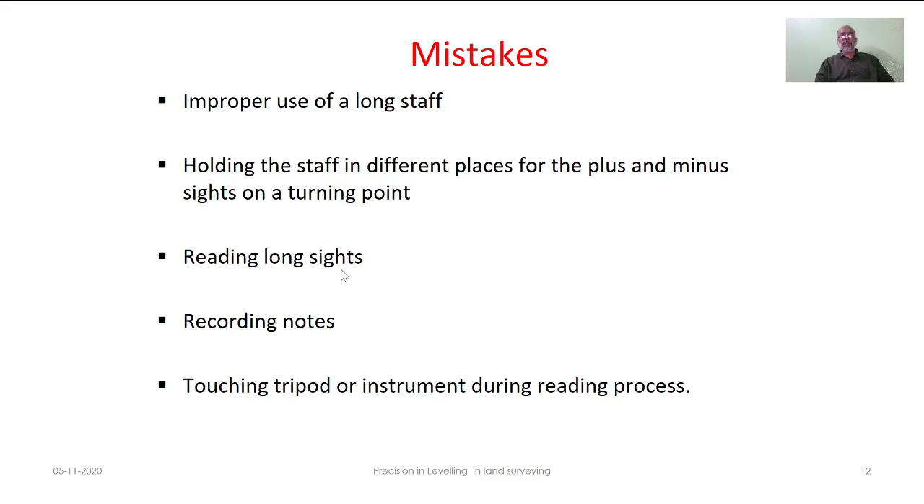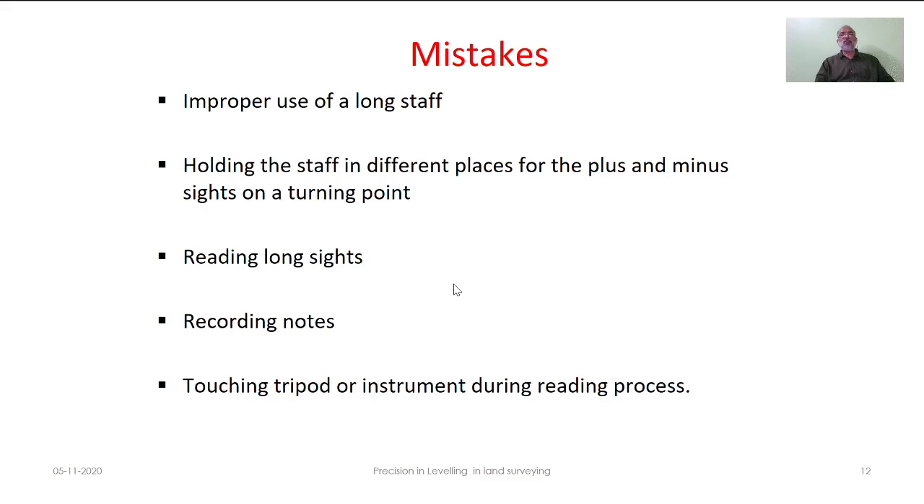So here, if the length of the sights is long, as discussed previously, because of the curvature, because of the reflection, because of the inferiority of the line of sight, the readings won't be correct. As well as while recording the notes, we may commit some mistakes.